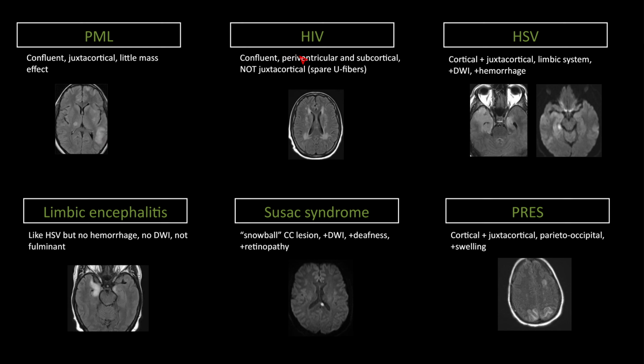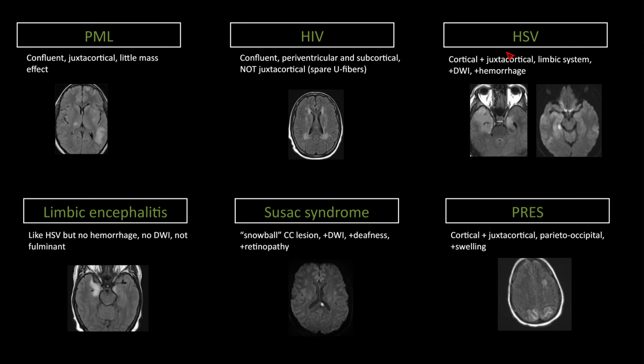We talked about HIV encephalopathy or AIDS dementia complex. Again, these are going to be very similar to chronic microvascular ischemia. They're going to be chronic, periventricular, and subcortical, and they will spare the juxtacortical white matter. The only thing that distinguishes these from chronic microvascular ischemia is really the age of the patients and the HIV history.